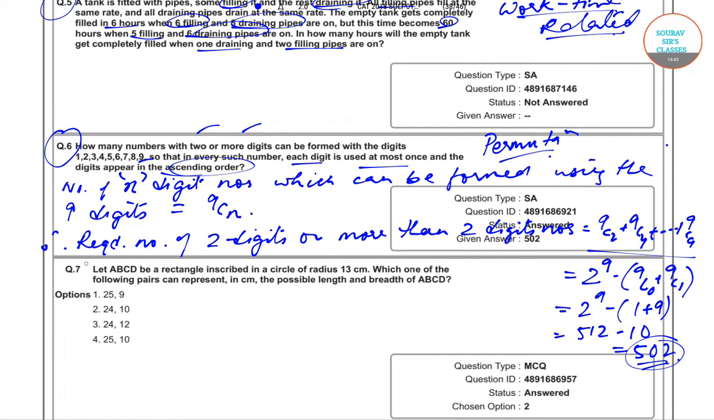Let us move on to the next question, which is question number 7. In this question number 7, it has been said that we have a rectangle. Let ABCD be a rectangle which is inscribed in a circle of radius 13 cm. Then which one of the following pairs can represent, in centimeters, the possible length and breadth of ABCD?